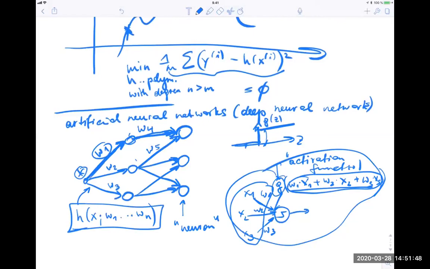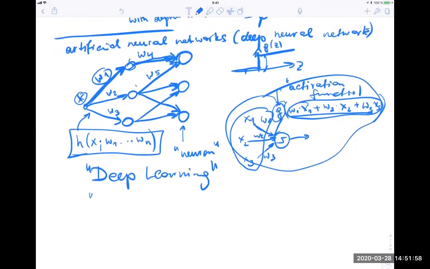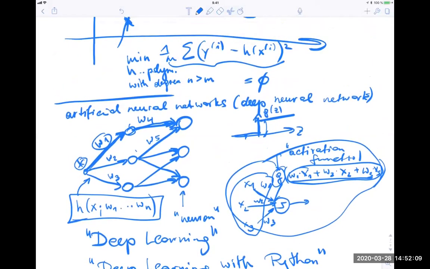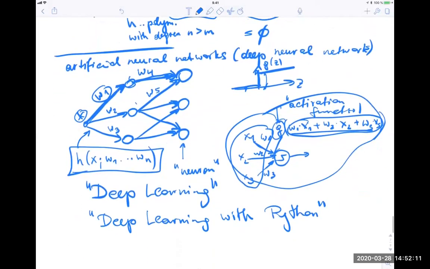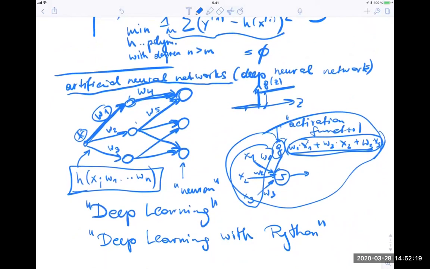But this is a topic of an entire course. There is a course at Aalto also called deep learning. And actually we will soon release a follow-up course of this course, which you now take, which will be called deep learning with Python, which might be a good follow-up course after this course. So also for this choice, artificial neural networks are a particular hypothesis space. It's a hypothesis space made up by all predictor functions that can be represented by such a flowchart.